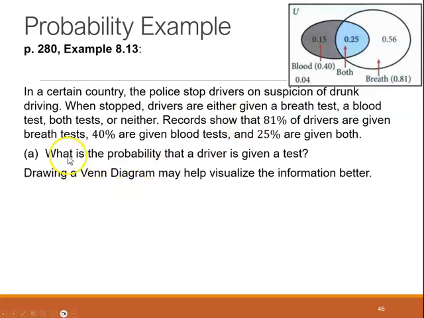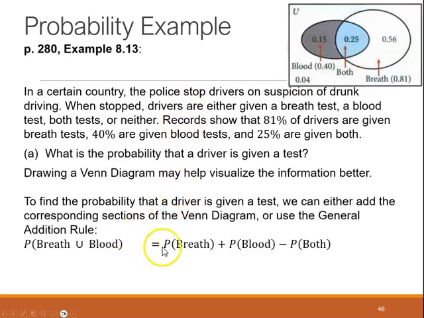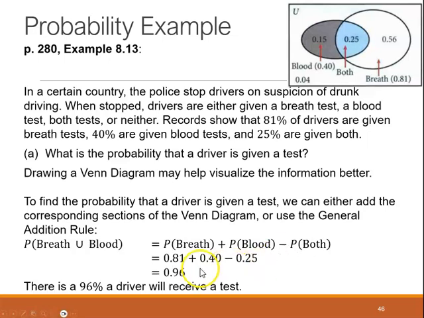Okay. So the probability that a driver is given a test would be the probability we get a blood test, or both, or just a blood test, both, or just a breath test. Or you could have done, since I know they're overlapping, the probability of breath plus the probability of blood minus the probability of both, which comes out to 0.96, which is the same thing you would have gotten if you added this one and this one from the Venn diagram. Either way of doing it is fine. So far, so good.